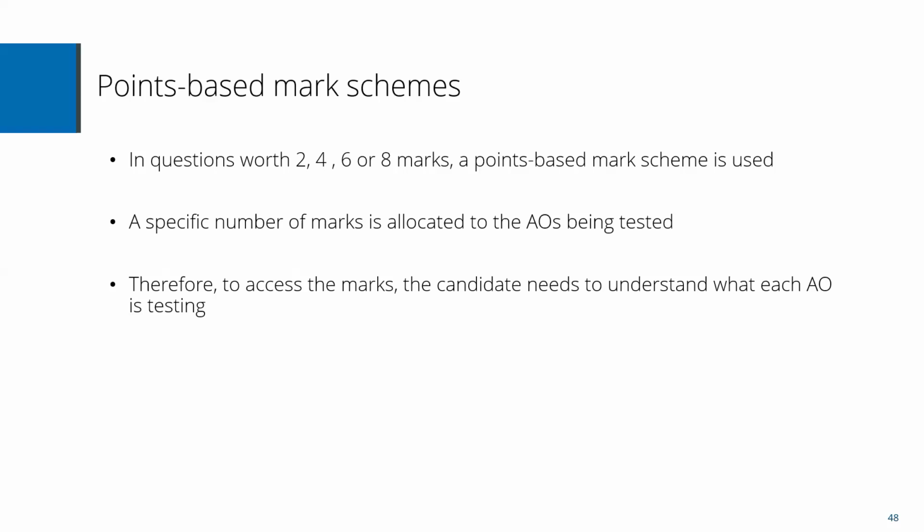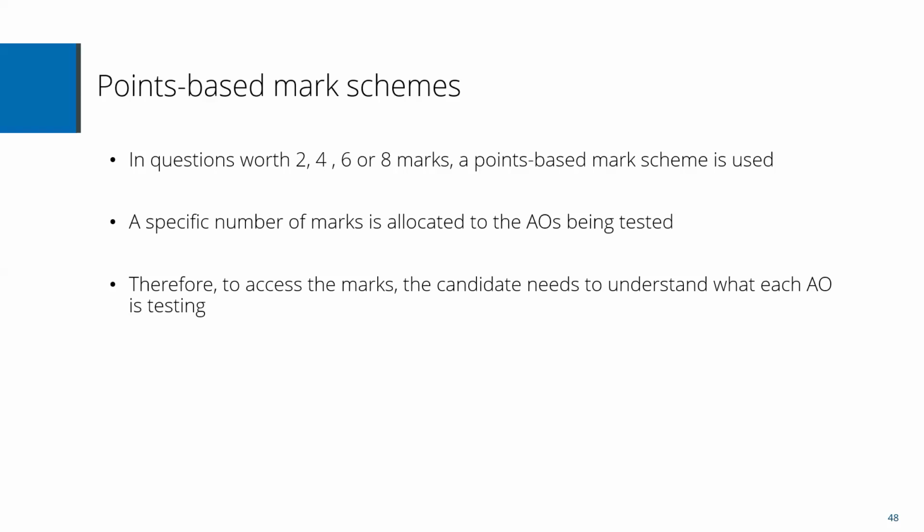So 2, 4, 6 and 8 mark questions are all points based. The 1 mark multiple choice as well, of course, but that's just the 1 mark. You don't really need to worry too much about the assessment objectives in detail on those. So as I say, 8 marks or below, all points based, and the mark scheme will actually show that in terms of the assessment objectives being tested. There is a specific number of marks allocated to each assessment objective that is tested on these points-based mark schemes.